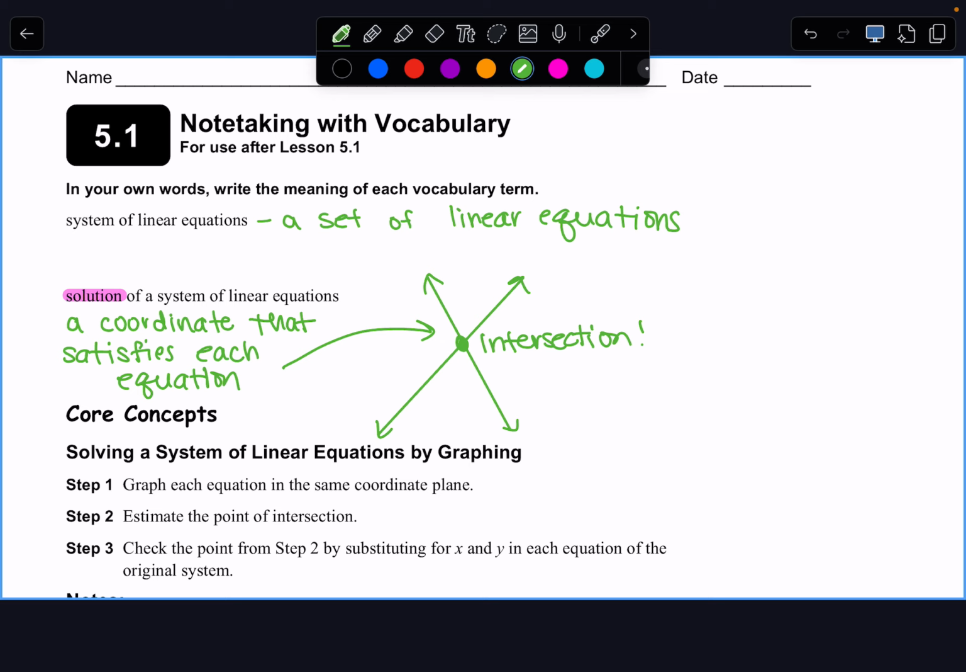When I give you two linear equations and I say, find the solution, I am literally asking you, hey, where do these two intersect? And when we find that intersection, that coordinate should go into both equations and work for both. Let me show you what I'm talking about.